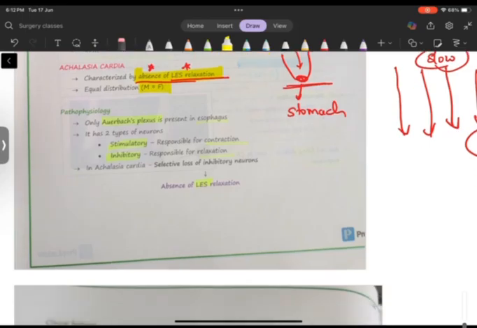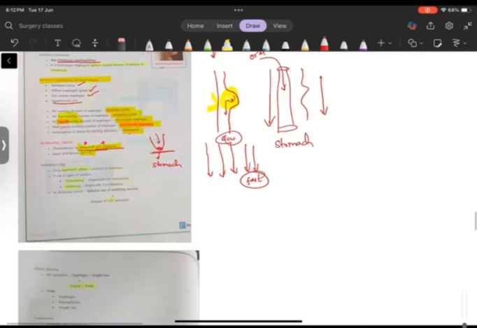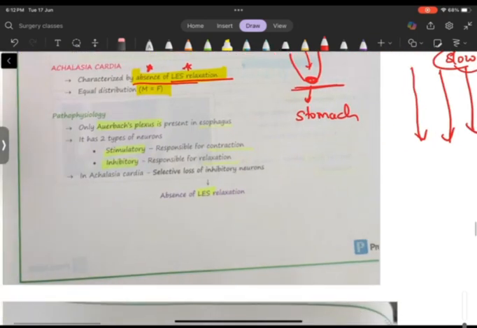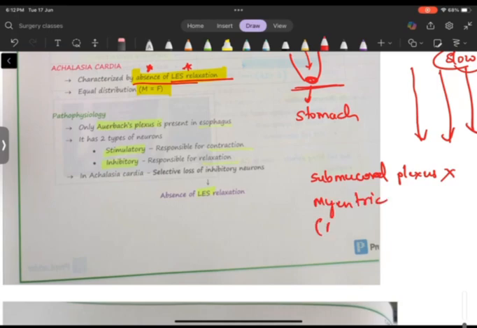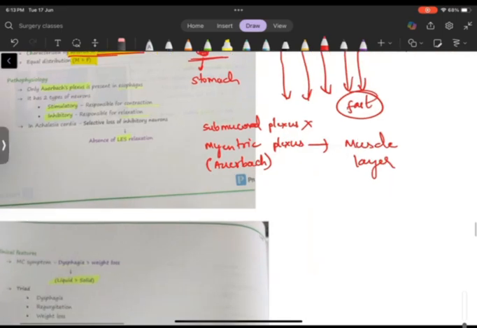So what is the pathophysiology here? We had discussed while discussing the anatomy of the esophagus that there is absence of the submucosal plexus, but the myenteric plexus is present. The submucosal plexus is absent because there is no role of secretion here. But the myenteric plexus, or Auerbach's plexus as we call it, is basically the nerve supply. It is present between the muscle layers: there is an inner circular and an outer longitudinal layer, and in between them there is a nerve layer. This will help in motility.